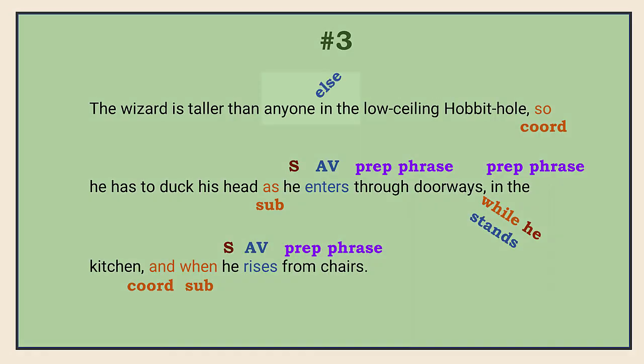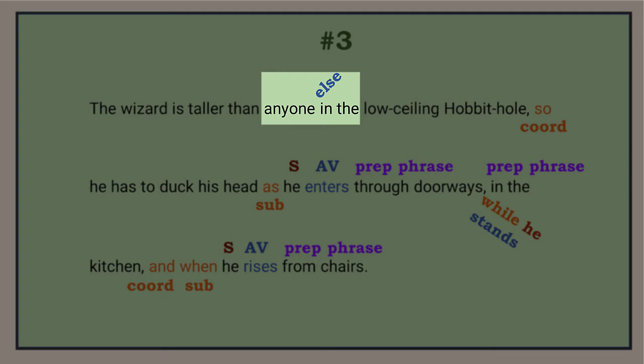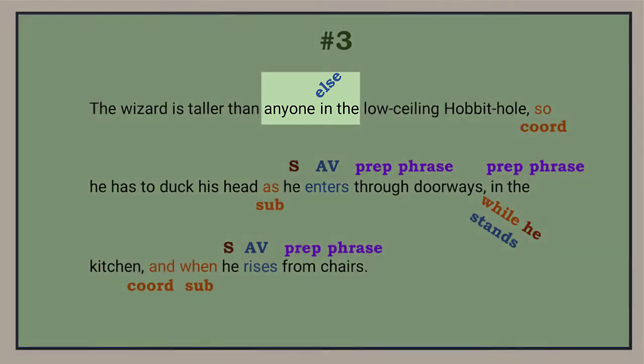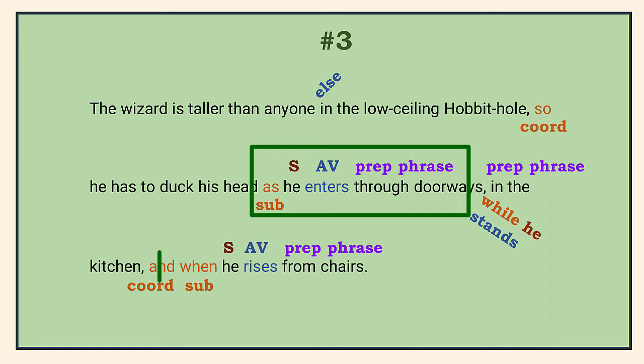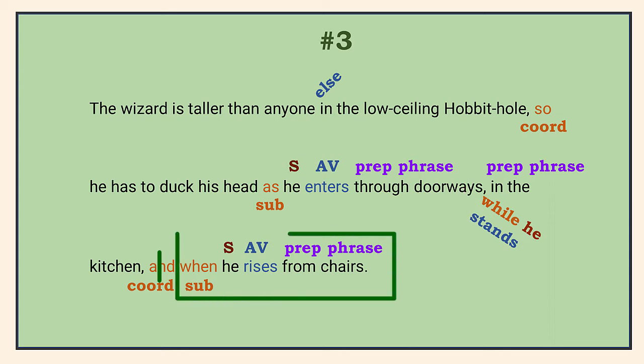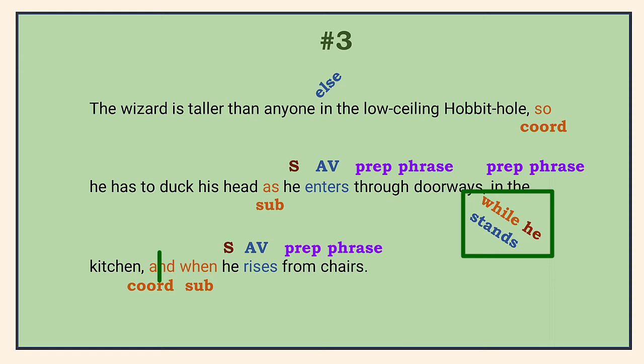Number 3. First, the wizard is one of the people in the hobbit hole, so he can't be compared to himself. This coordinating conjunction and joins 3 items that have to be in the same grammatical structure. The first is an adverb clause. Subordinating conjunction, subject, verb, and adverbial prep phrase. It tells when the wizard has to duck his head. Third item follows the same pattern and also tells when he has to duck. But the second item is only the adverb prep phrase. So to fix the faulty parallel structure requires adding a subordinating conjunction, subject, and verb.